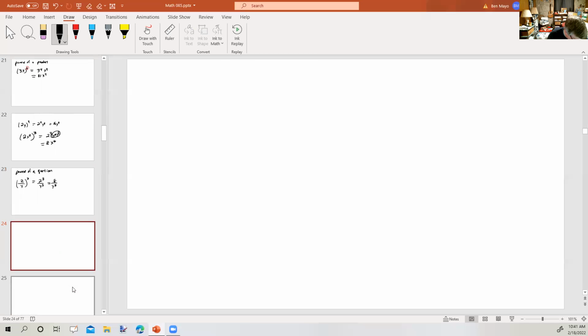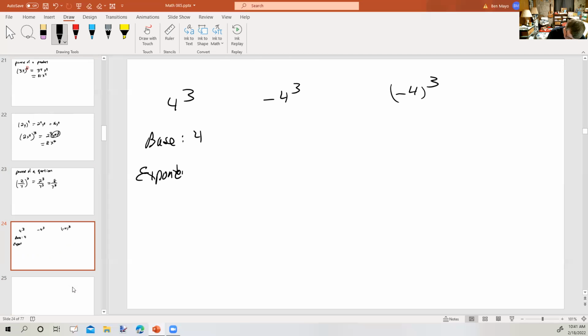We've got some problems that say identify the base and the exponent in each expression. So we've got that, and that, and that. In this first problem, the base is 4. The exponent is 3. In the second example, the base is 4, and the exponent is 3. In the third example, the base is negative 4, and the exponent is 3.